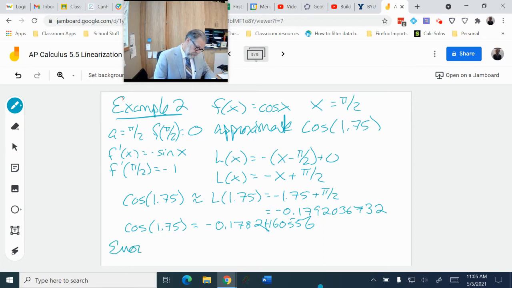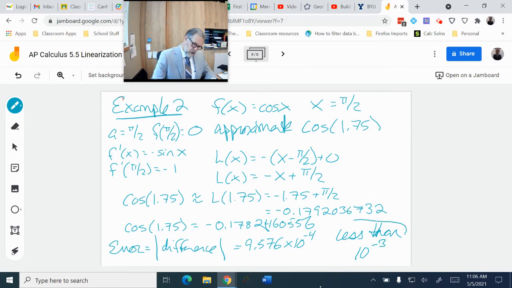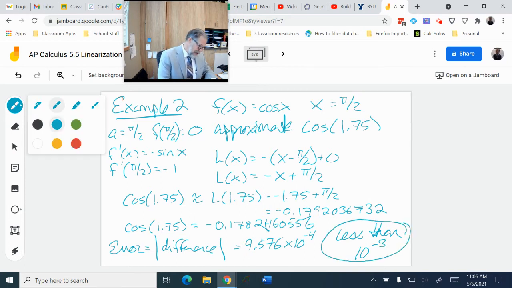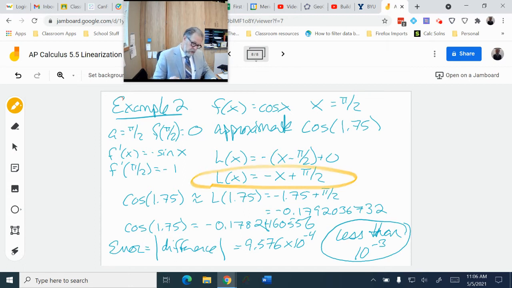Error is the absolute value of the difference between the two. And when I take the difference and find the absolute value, I get 9.576 times 10 to the negative 4, which means that my error is less than 10 to the negative 3. Not too shabby. And so my approximation of cosine near x equals pi over 2 is just negative x plus pi over 2.